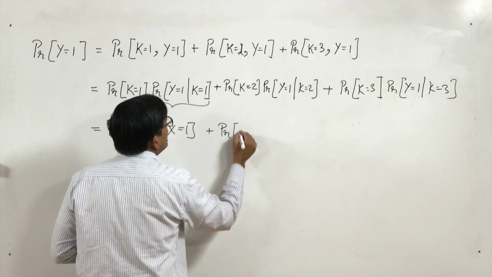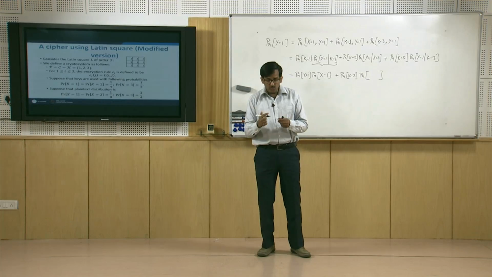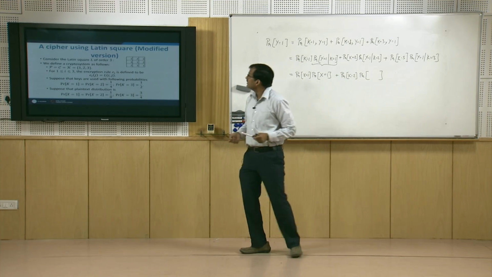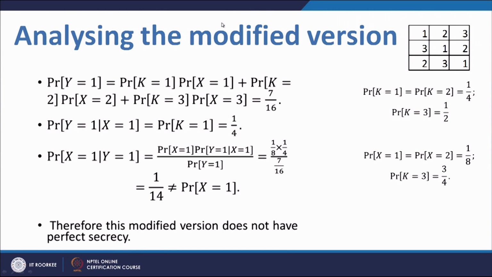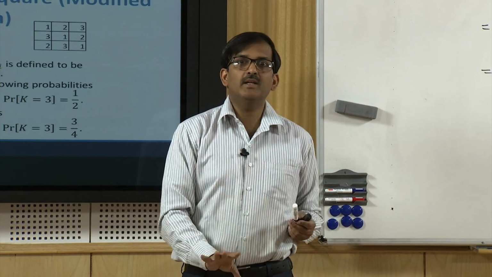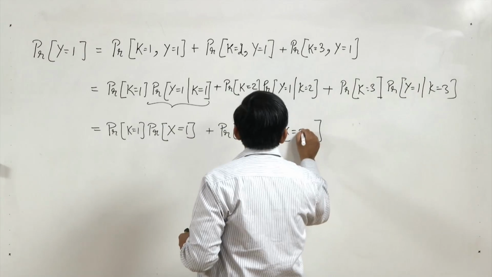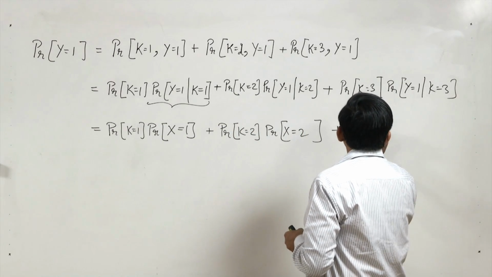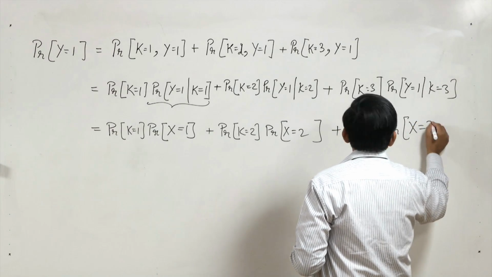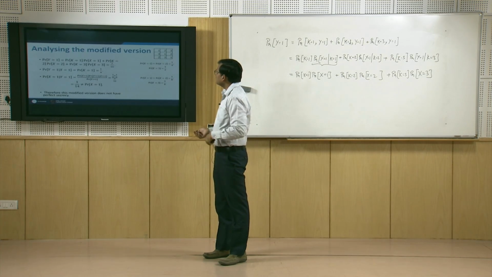Then here we have probability of k equal to 2. I have been told that k is equal to 2 and I am asking what is the probability of getting y equal to 1? If k equal to 2, I am in the second row and y equal to 1 occurs only once because it is a Latin square, and it occurs in the second column, corresponding to x equal to 2. So the probability that you will get y equal to 1 given k equal to 2 is the same as the probability of getting x equal to 2. Therefore I will write x equal to 2 here, and in a similar way I have probability of k equal to 3, and here I will write probability of x equal to 3, and therefore I have to sum up.